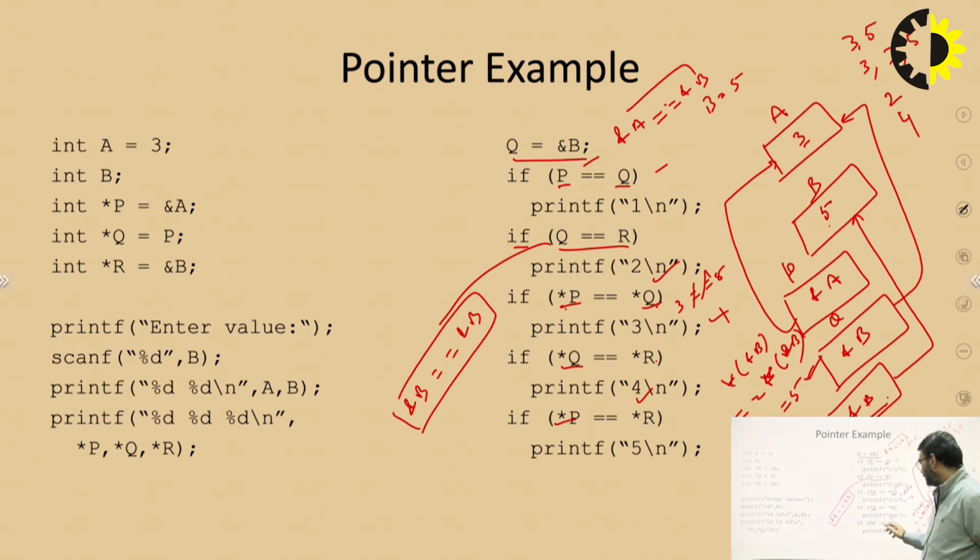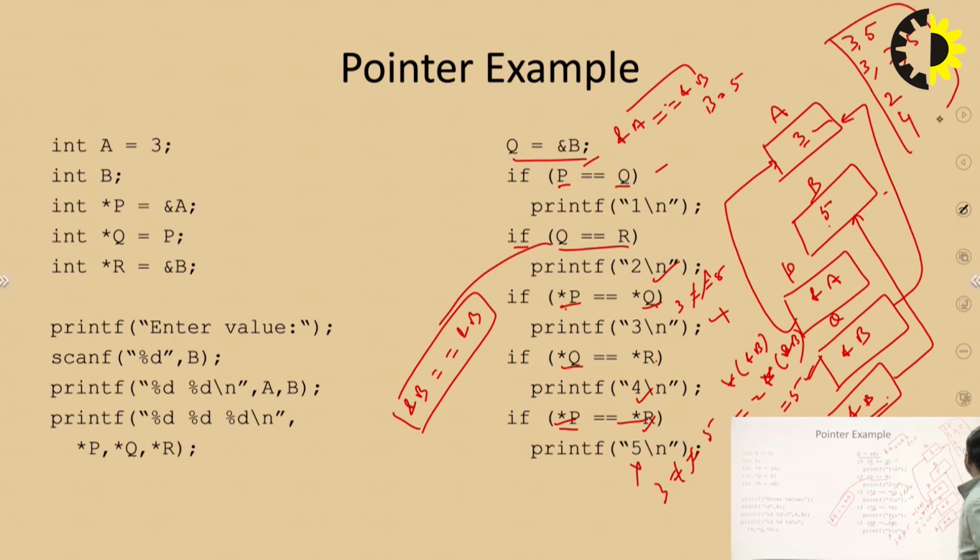Asterisk p equal to asterisk r. So asterisk p consists the value at the address of a, and r consists the address of b. The value at address a is 3 and the value at address b is 5. So 3 is not equal to 5. It means 5 will not be printed. So this is the output of that particular program. First we will print 3, 5. After that 3, 5, then 2 and 4.